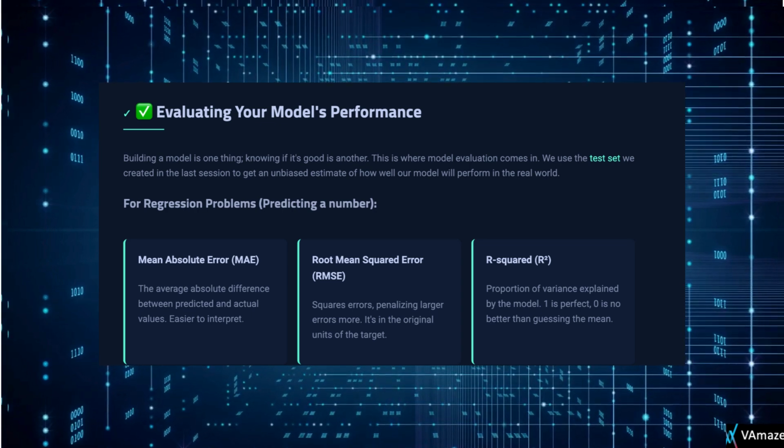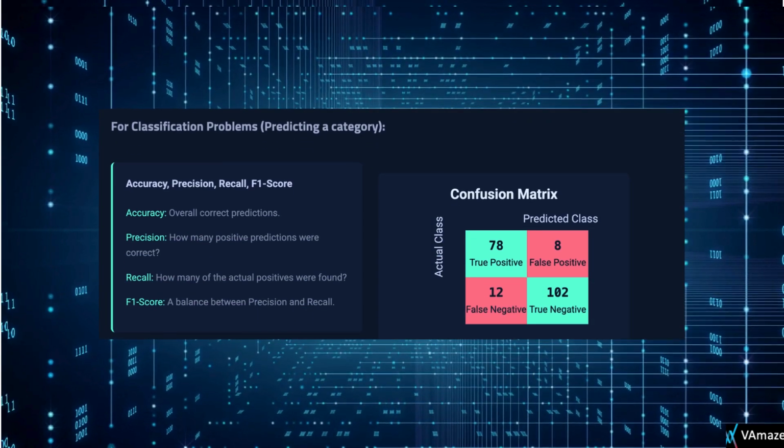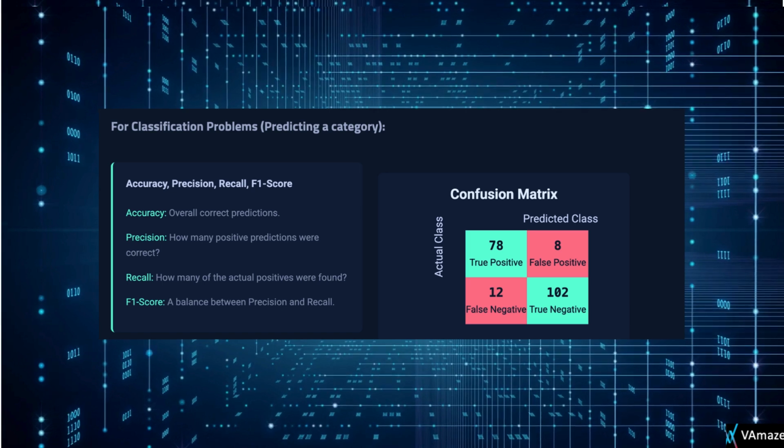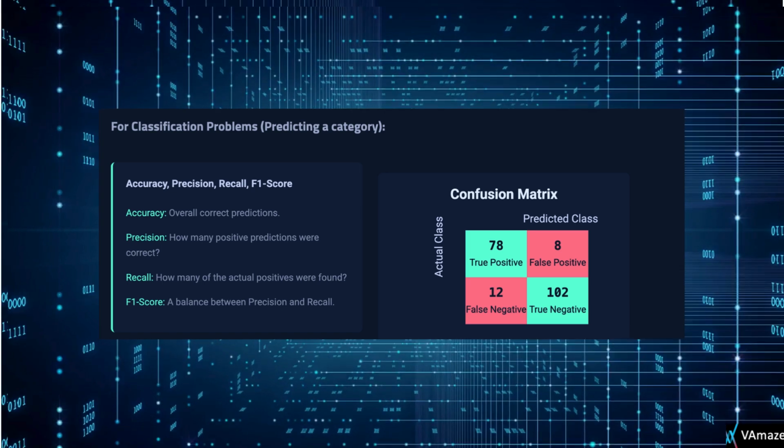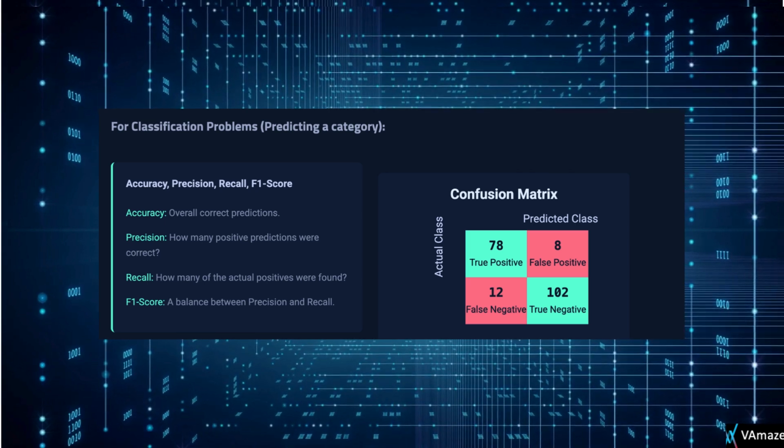0 means the model explains no variance. For classification problems, predicting a category. Accuracy, the proportion of correctly classified instances. Simple, but can be misleading with imbalanced datasets.